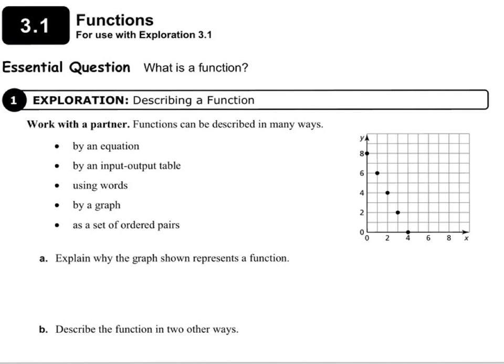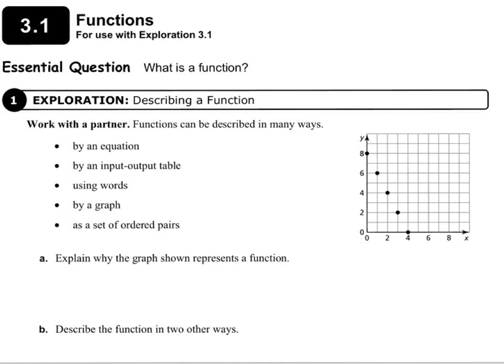In lesson 3.1, we're going to be exploring what makes something a function versus not a function. So we're going to start by looking at exploration activity number 1. And if you want to give yourself a chance to answer these questions first, pause this video and try some things out before you hear the actual answer.